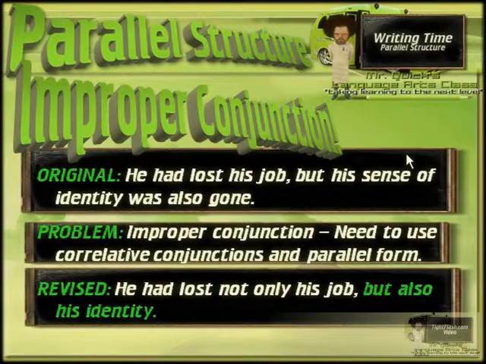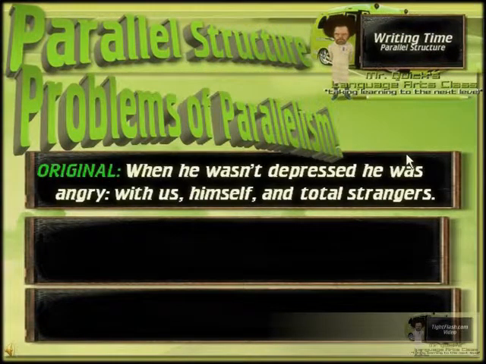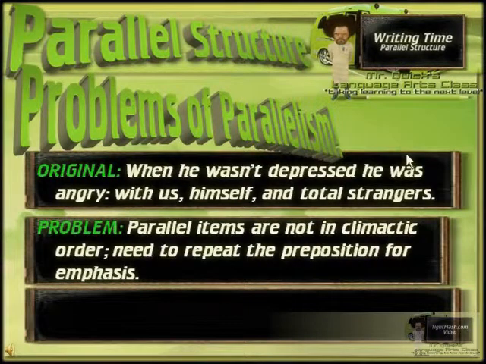This lets us know that this was in addition to what came before it, but of course we're still talking about two items in the list here, so we need to make that very clear that we are discussing two items in the list. Let's look at another sentence, and I think that's probably all we're going to look at. When he wasn't depressed, he was angry with us, himself, and total strangers. Well, of course we know we have a problem here.